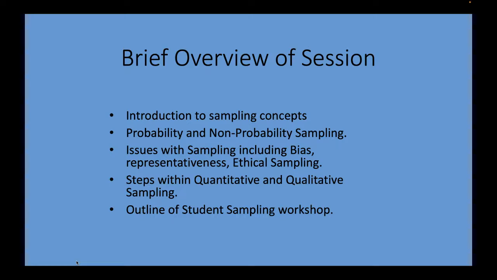That is non-probability sampling. Then, of course, I will walk you through some of the issues you need to be aware of when you plan for your sampling, issues to do with bias, how you understand the concept of representativeness, and of course, issues to do with what we refer to when we say ethical sampling. Now, very quickly, I will then talk to you about the steps that are implied in qualitative and quantitative sampling.